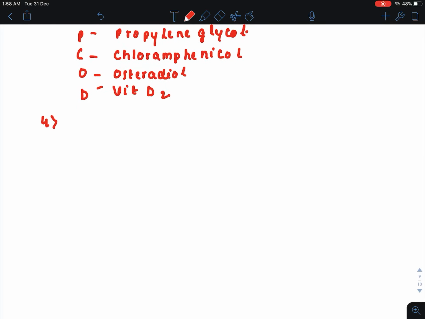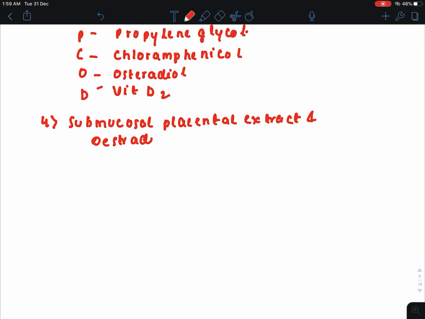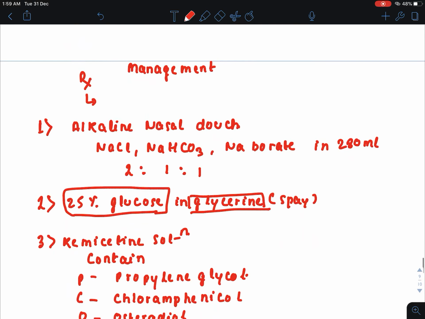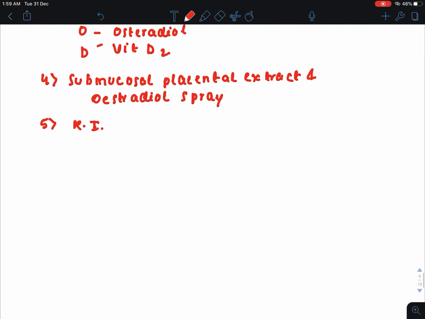We are also giving submucosal placental extract and estradiol spray. We are also giving potassium iodide. Now we have seen the medical management of atrophic rhinitis.